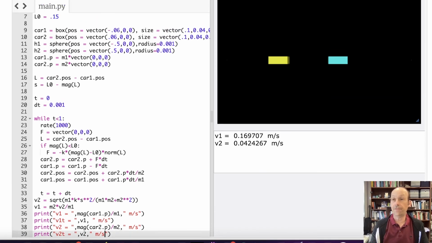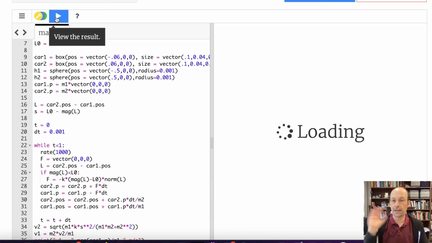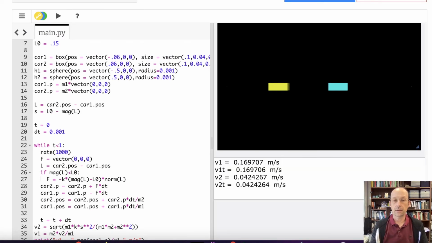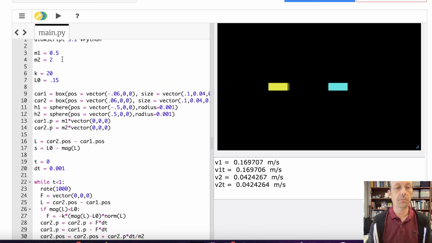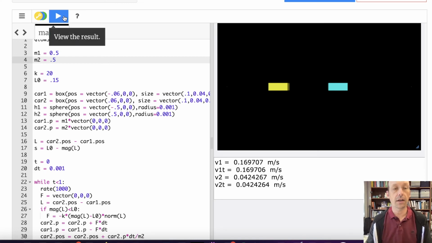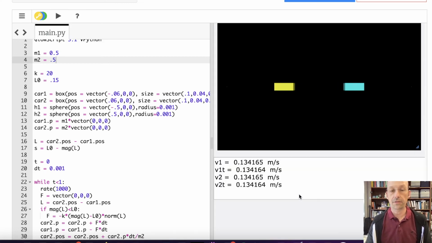Okay, let's see if it works. If it does, then I'm going to add a track and then we'll be done. Okay, that's a win. Same velocities. So if you want, we could even change the masses. Let's just do this real quick. Let's change the mass so that they are the same. We know what the velocity should be in that case. So I'm going to put this one at 0.5 and run it. Then all these velocities should be the same.